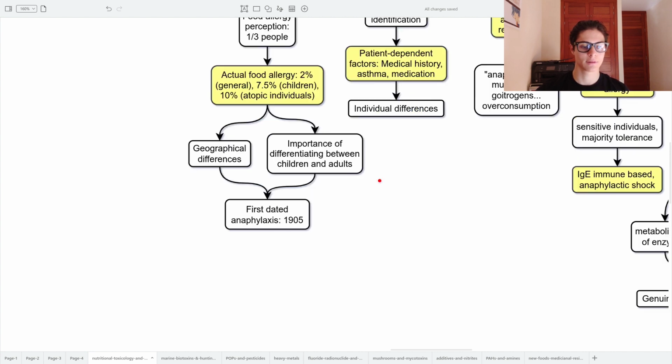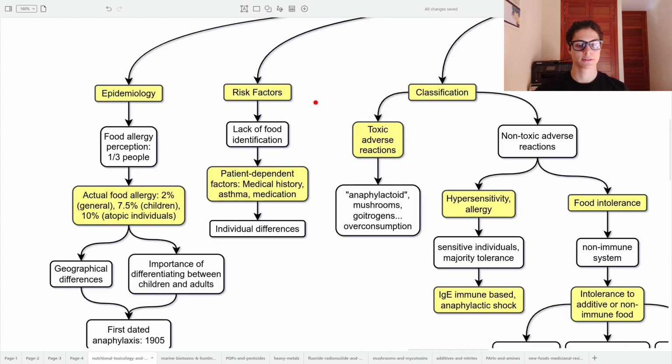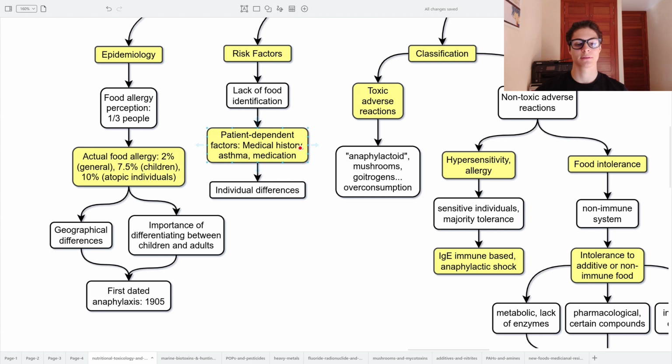But why is that? There are geographical differences. There is an importance of differentiating between children and adults. And the first dated anaphylaxis was in 1905. The risk factors are the lack of food identification, mainly. And the patient-dependent factors are the medical history of an individual, the idiosyncrasies, the asthma, and the medication he or she is taking. And of course, there are individual differences, the idiosyncrasies.